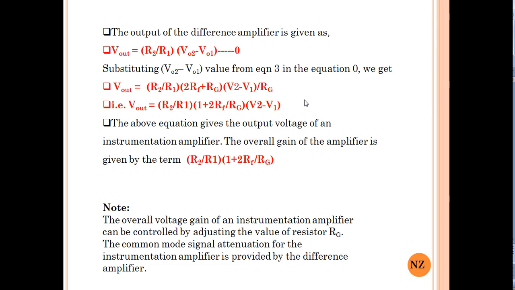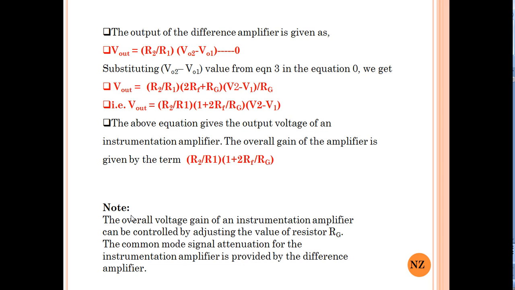So we can see that our output is a factor of V2 minus V1, that is the difference input voltage, and this particular value is nothing but the gain, R2 divided by R1 into (1 plus 2RF by RG). So this is the overall gain of the instrumentation amplifier. The above equation gives the output voltage of an instrumentation amplifier.